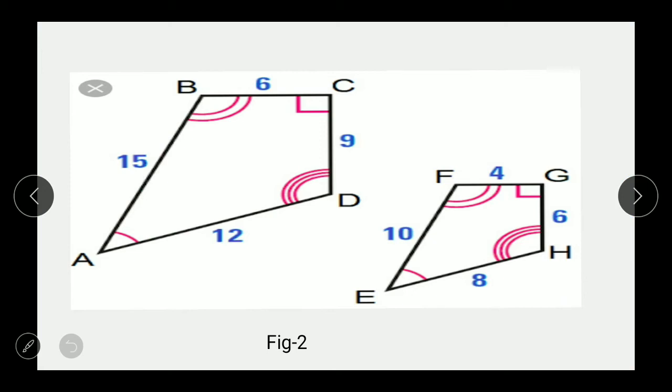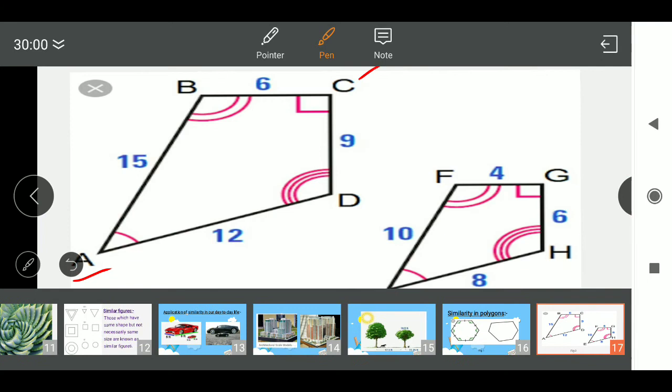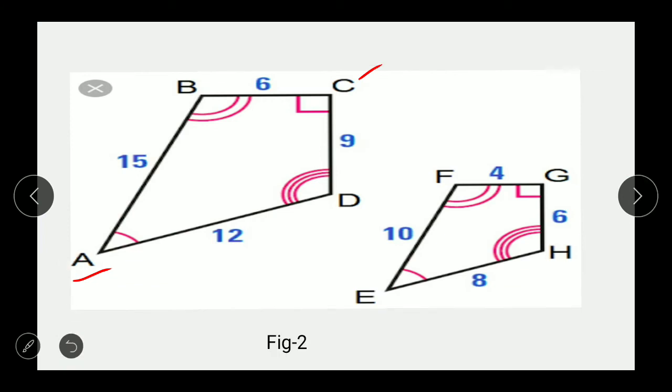Angles A, B, C and D of quadrilateral ABCD are equal to angles E, F, G and H of quadrilateral EFGH respectively. But what about the sides? Side AB is 15 and EF is 10. The ratio of 15 and 10 is 3:2.